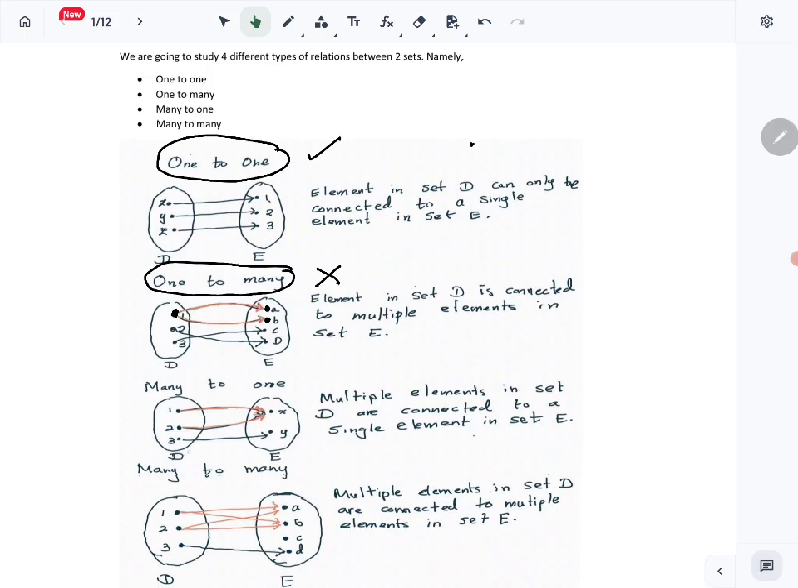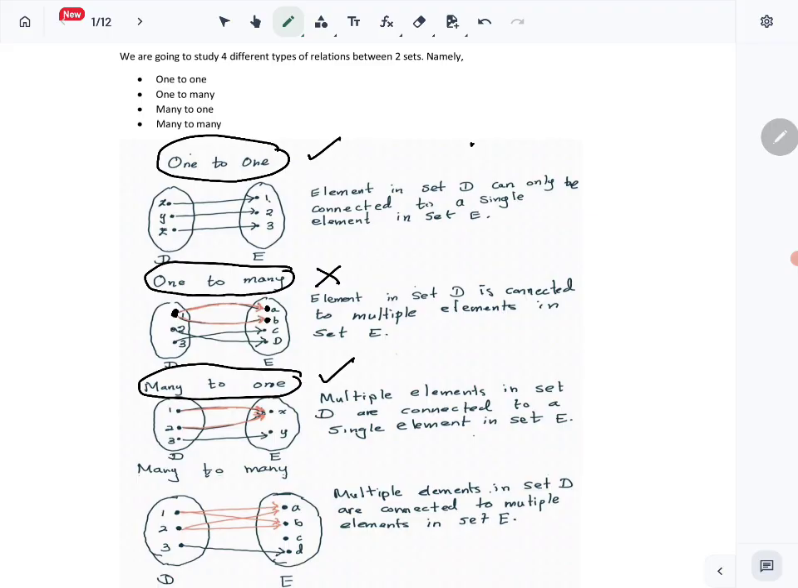Then let's look at many to one. 1 is connected to x, 2 is connected to x, 3 is connected to y. So can this be a function? 1 is only connected to x, and 2 is also only connected to x, so only one element. 3 is also connected to a single element, so it follows the rule: each element in set D is connected to a single element. So many to one relationships are also functions.